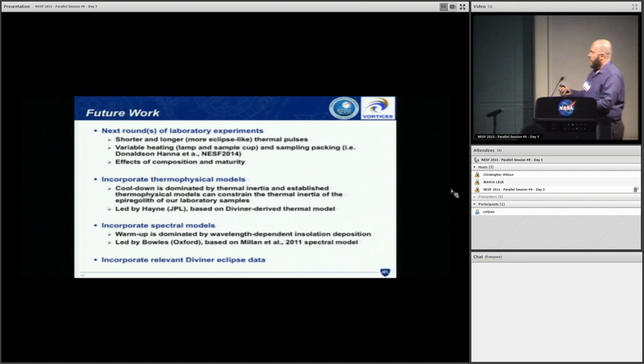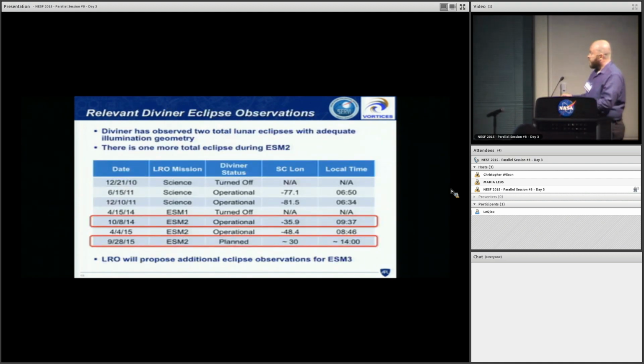The cool down is dominated by the thermal inertia. We also want to incorporate spectral models to pull out what essentially the skin depth is, or what the emitting depth is as a function of wavelength. And this could really help us with some of the compositional identifications coming from the lunar data, and then bring it back and validate it with the Diviner eclipse data.